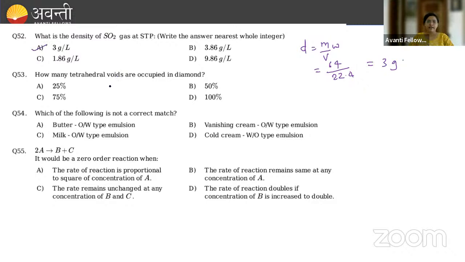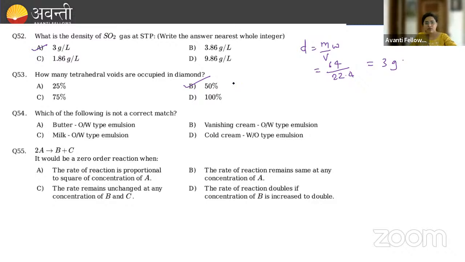Next, how many tetrahedral voids are occupied in diamond? This is a theoretical question. It is a fact that one half of the tetrahedral voids are present in a diamond. That is, 50% of the tetrahedral voids are occupied here.